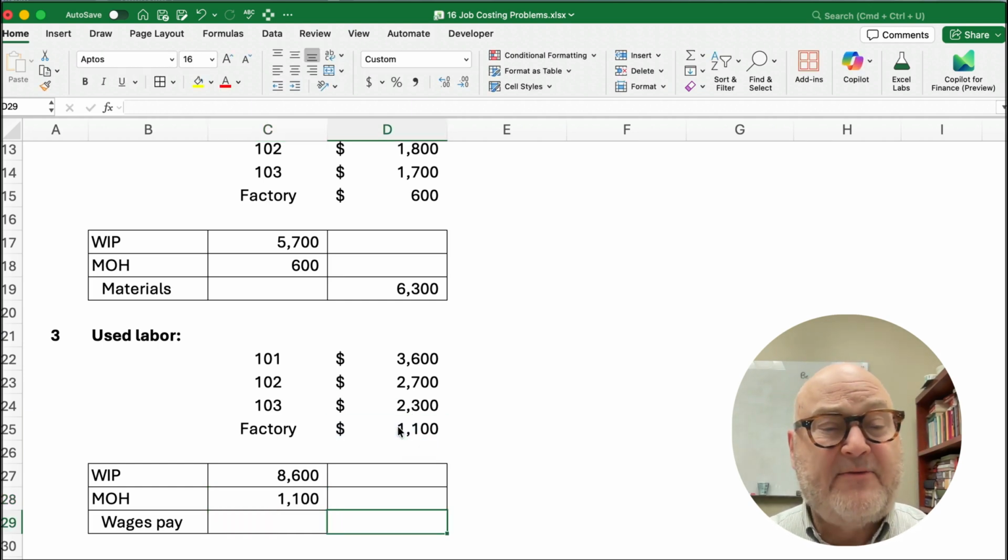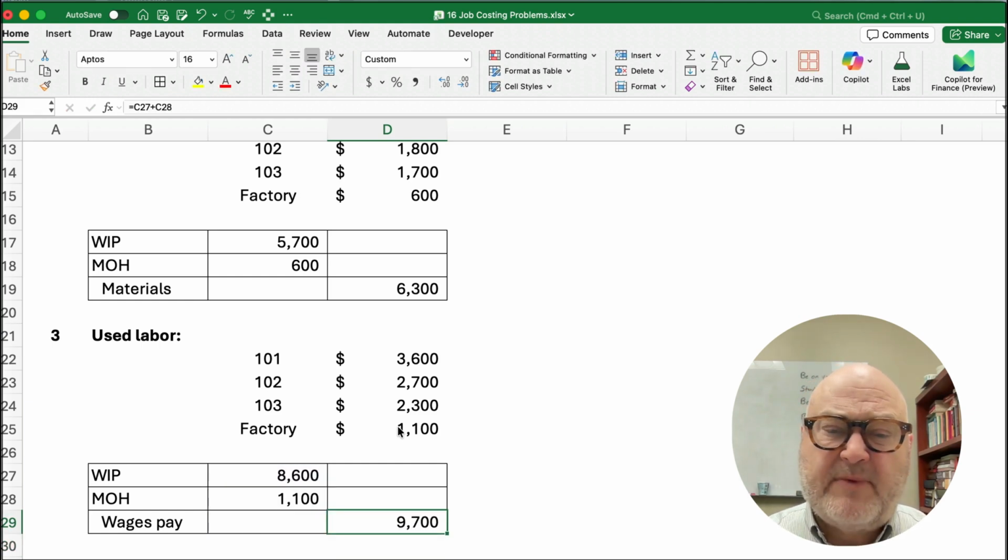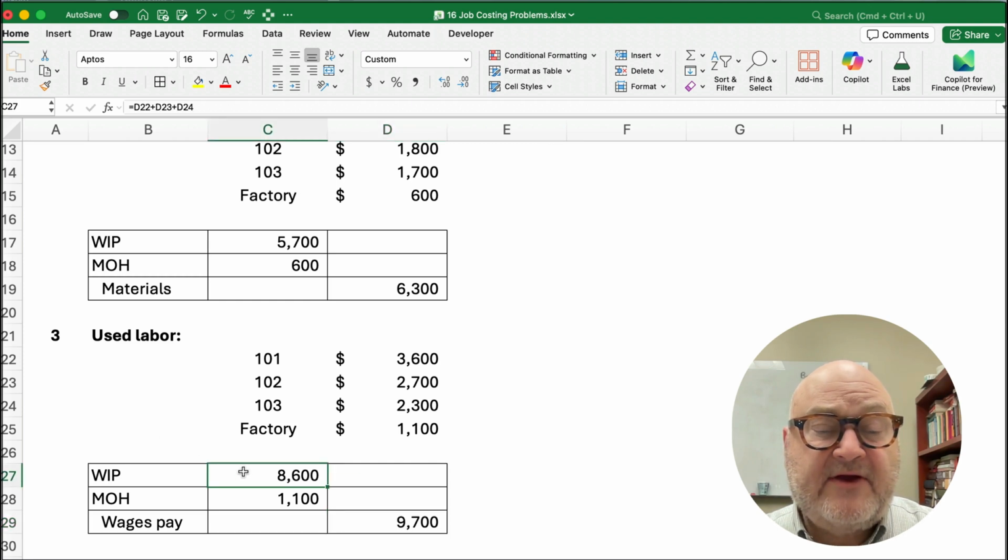Now, what is our labor account? We don't have an account called just labor, but it'd be something like wages payable. So we're just going to use wages payable, an account we're already familiar with. You can call it payroll, factory payroll, something like that. But it's a liability, it's a payable, right? So we have labor of 8,600, that's direct labor, and then indirect labor of 1,100. So there we have wages payable, and we've used labor.